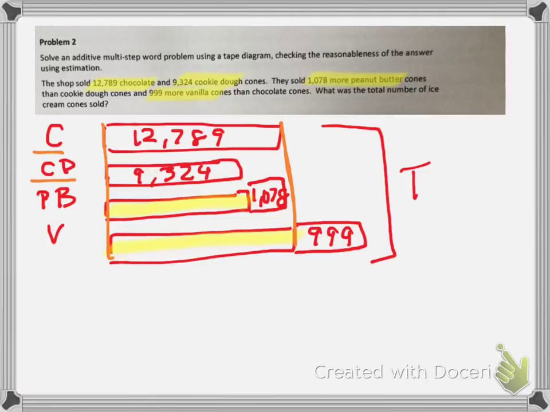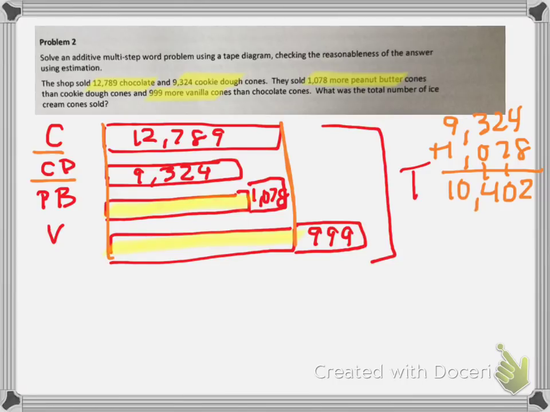Okay, first, let's solve for peanut butter. To solve for peanut butter, I'm going to do cookie dough, which is 9,324, plus the extra part, the more part of peanut butter, so 1,078. Okay, 4 plus 8 is 12. 2 plus 7 is 9, plus 1 is 10. 3 plus 1 is 4. 9 plus 1 is 10. Okay, so this is peanut butter. I'm going to do PB equals peanut butter, 10,402 peanut butter cones.